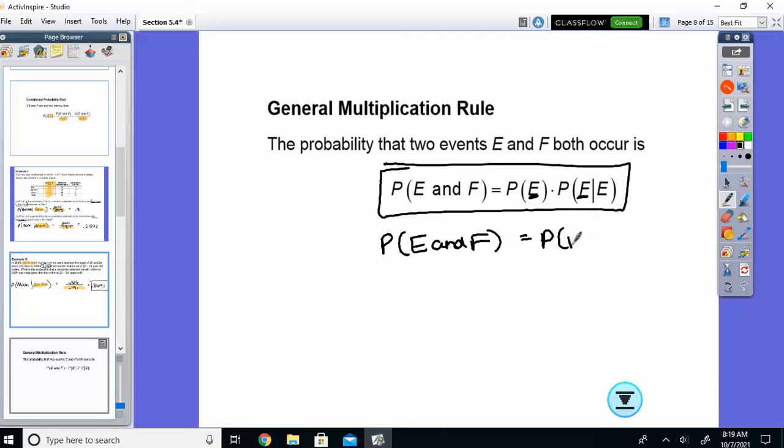It works the other way too, so that would be the same as the probability of F times the probability of E given F. So this is on your formula sheet. It only has the first one, but E and F can be interchanged in there. So the second option works too.